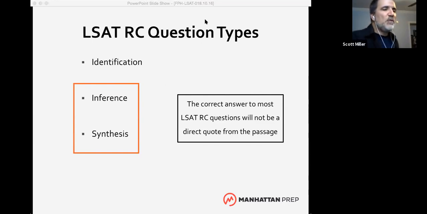All right, so let's move on, and let's talk about how you're actually going to read. How do you actually use this knowledge of what the questions are going to ask to read a reading comprehension passage? We're going to look at some specific questions coming up, so I'm not just leaving you hanging with this very broad information. We will look at a specific identification question, inference question, and synthesis question, and you'll see how to apply this knowledge.